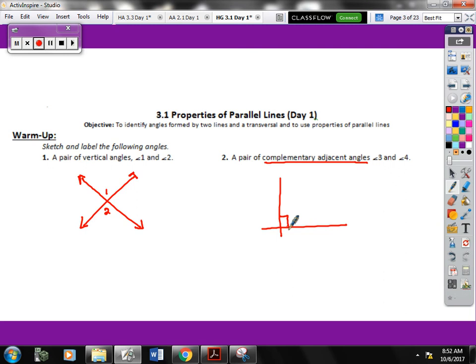Then we're going to draw a line going through it. It doesn't have to be exactly in the middle, or a ray going through it. And 3 and 4 would be the two little pieces. Together, 3 and 4 add to 90, and they are adjacent to each other. So something like that.